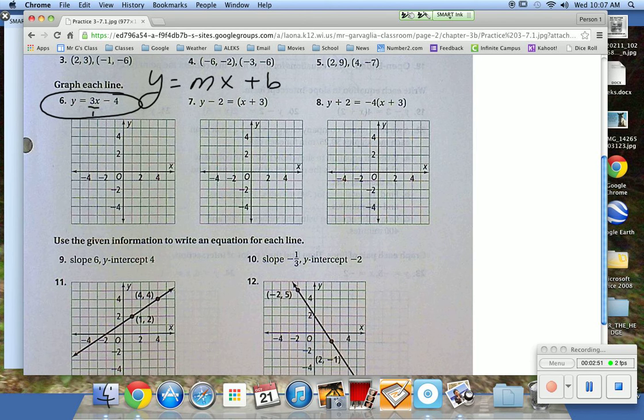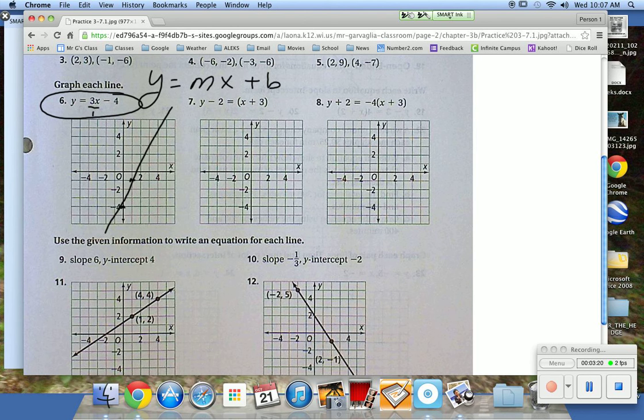What is our negative 4? This is the y-intercept. So how would we graph this one? We'd go, no, not yet. We'd have to find our y-intercept. We'd go down to negative 4. There's 1 point. And now we're going to do what? We're going to go up 3 and over 1. There's our next point, and then we can draw our line.